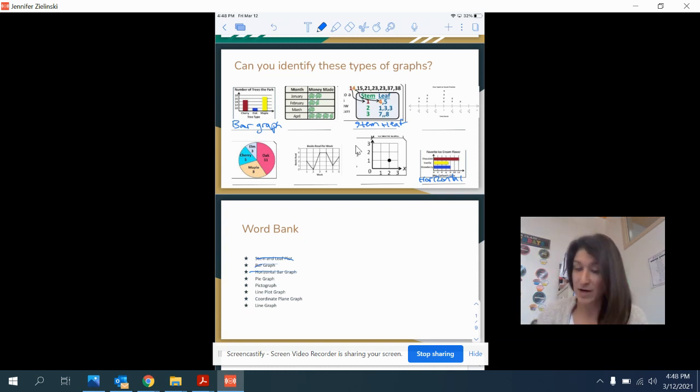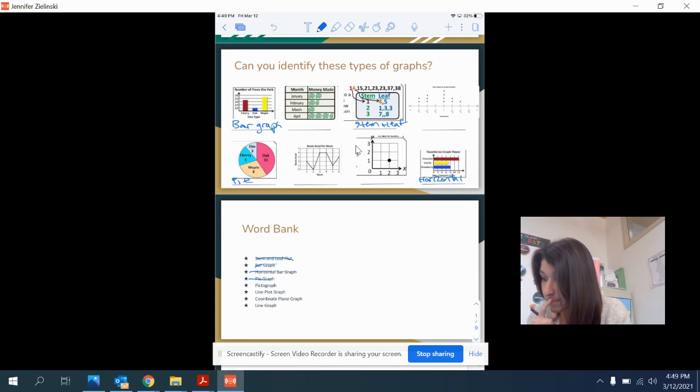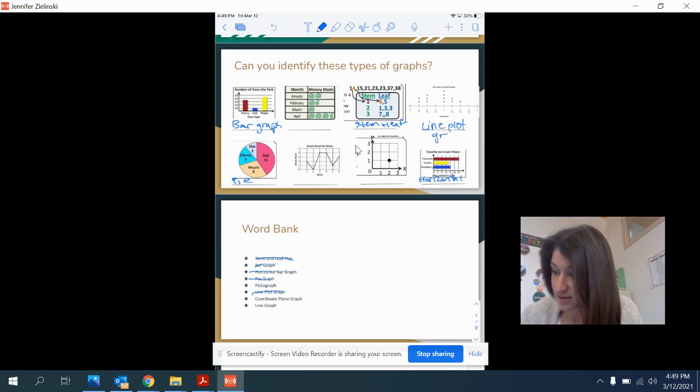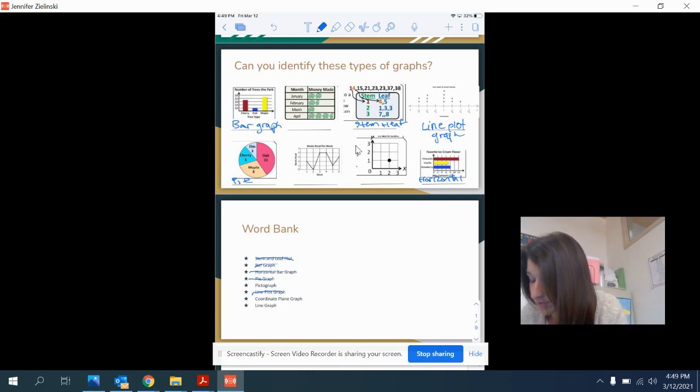When I think of a pie graph, this might also be called a circle graph. We are going to think about that. It's shaped like a pie. Pictograph, I'm going to come back to that one. I definitely know line plot graph because we have done some work with these before. That's going to be my one with the X's here. Then I have a line graph and coordinate plane graph.